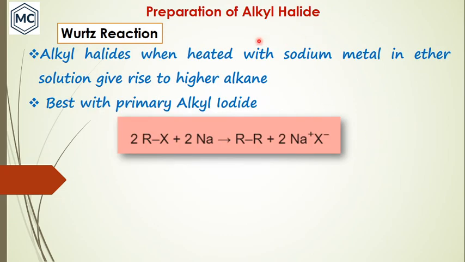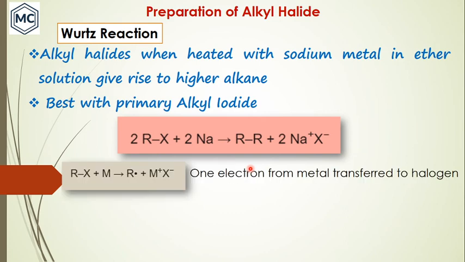Next one, preparation of alkyl halide, some named reactions like the Wurtz reaction. Alkyl halide when heated with sodium metal in ether solution gives rise to higher alkane. The reaction is best with primary alkyl halide. Okay, two equivalents of alkyl halide with two equivalents of sodium, you get a higher alkane.